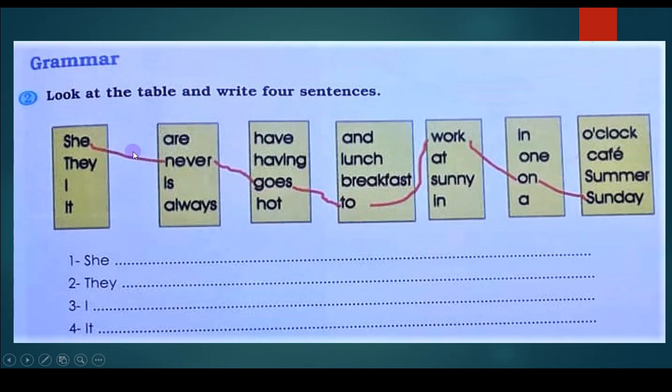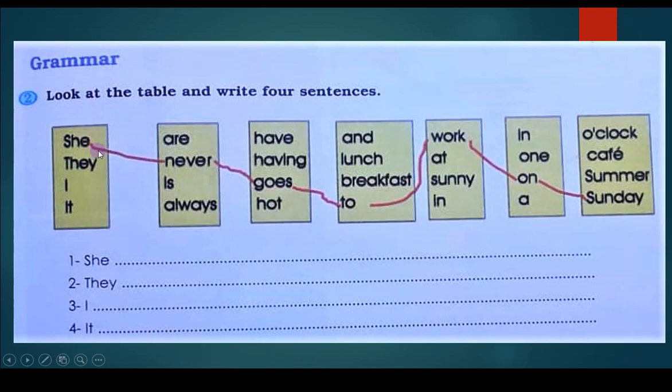Now, for the grammar review, we have many columns in this exercise on grammar. We have a set of columns in which we have many words. So the exercise is to look at these columns and write 4 sentences.